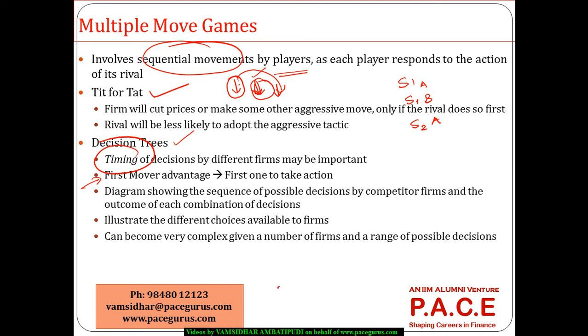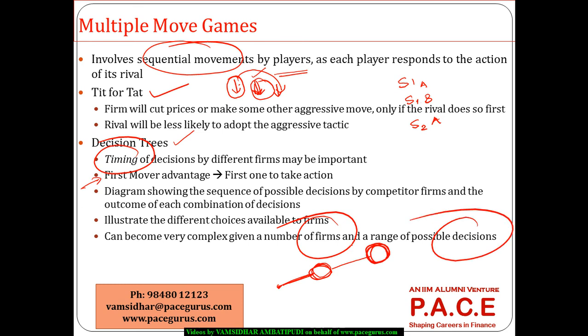So in a decision tree, we talk about a series of decisions. If A has taken this particular decision, this is the payoff for B. Now, if B has taken a particular decision, this is what A could respond with. So a decision tree talks about a series of possible decisions by all the competitor firms along with the payoffs associated with each of these decisions. But it becomes more and more complex if there are too many firms and too many decisions that can be taken by each of these firms.